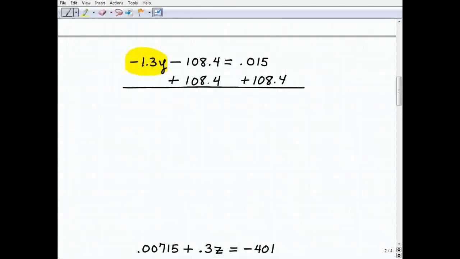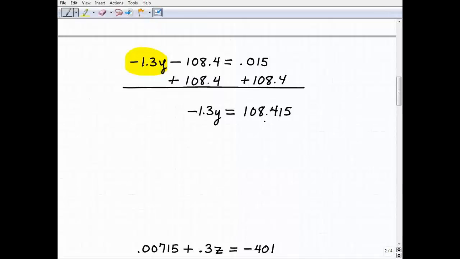All right, so we got negative 1.3y minus 108.4 equals 0.015. So I'm going to add this 108.4 to both sides of the equation, and it gives me negative 1.3y equals, I guess the 108.4's go away. So now I'm going to go to my calculator. I got 0.015. I'm going to add 108.4, and I get 108.415. Okay, so this is where we're at now.